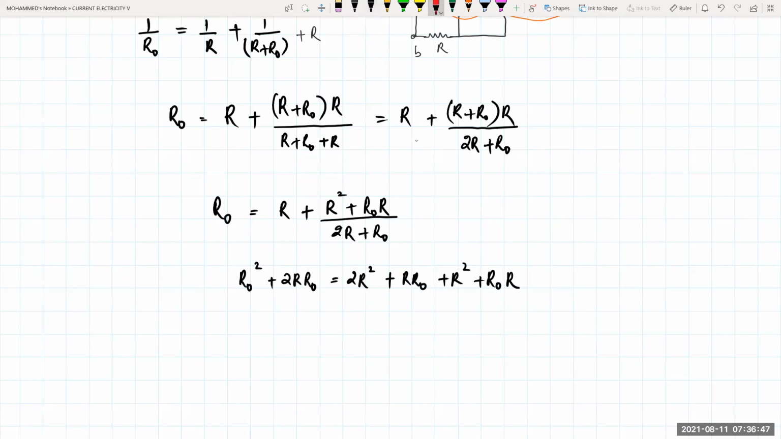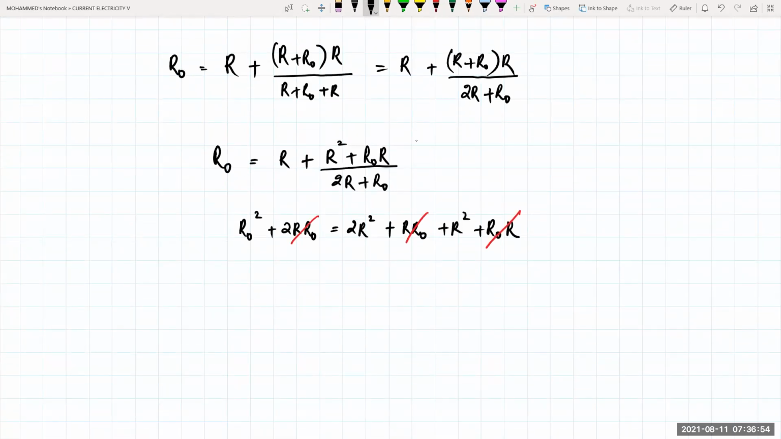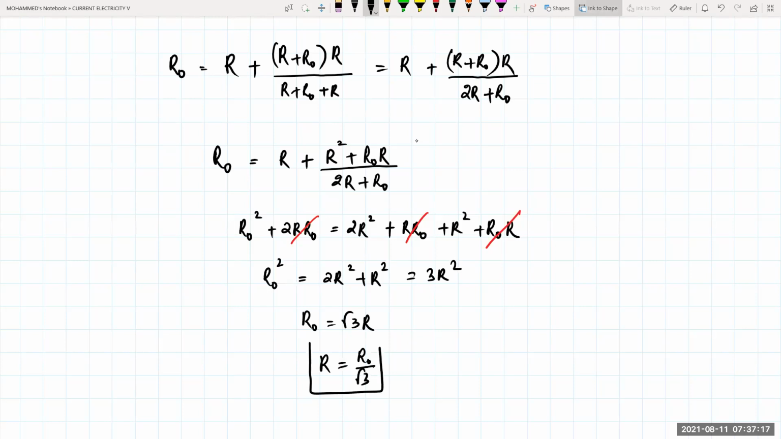Anything getting cancelled in this? R into R naught, R into R naught, R into R naught will get cancelled, isn't it? So what is the remaining part? R naught square is equal to 2R square plus R square, that means 3 into R square. So R naught will be equal to root 3 into R. That means R will be equal to R naught divided by root 3. So this would be the answer. Clear? Yes, sir.